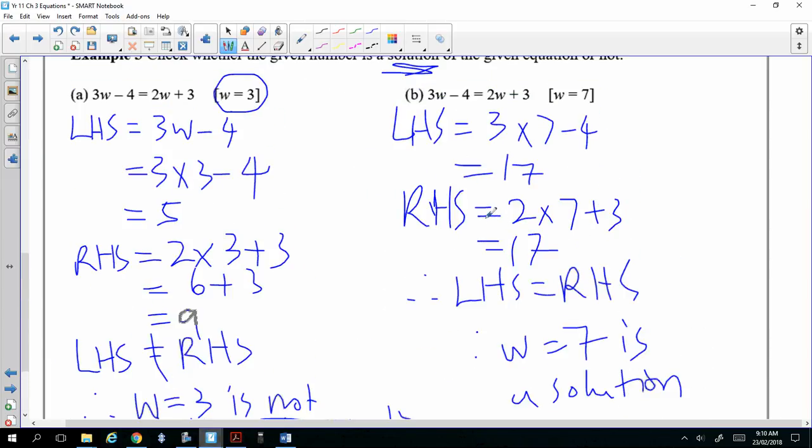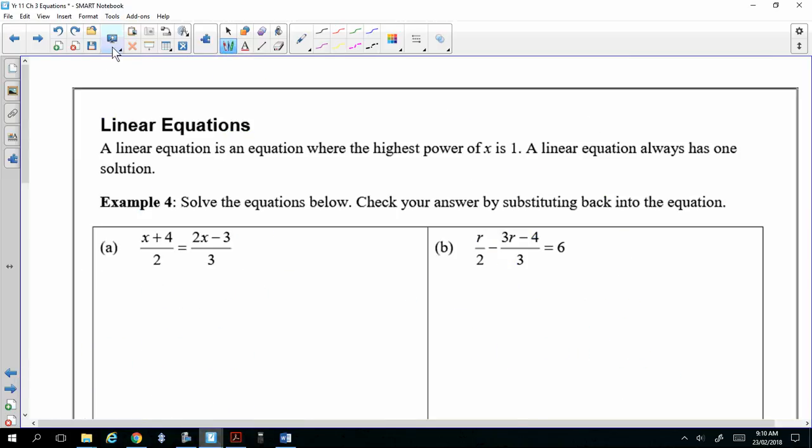So now we know how to check the answer to an equation. The next thing is to actually solve the equation. Checking is easy, just substitute, but solving can be much more difficult. Alright, let's move on to the next page.